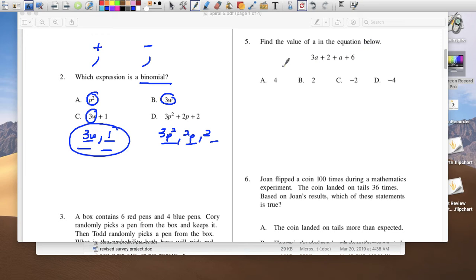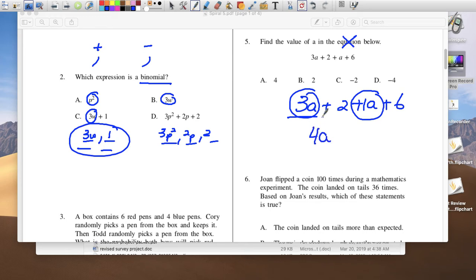Find the value of a in the equation below. This doesn't look like an equation, so whoever wrote this should have written expression. And we're going to skip this because none of these answers are correct. If they had said simplify the expression, which would be combine the like terms, we would have been able to add 3a plus a. Remember, there's a 1 here, so that would have given 4a. We can add the plus 2 and the plus 6, and that would have given us plus 8. So the expression simplified would have been 4a plus 8. So none of these are actually correct.